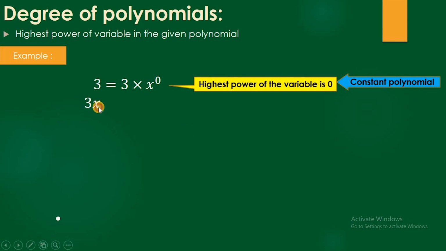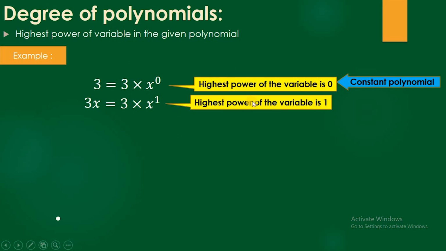And we'll take the second example, that is 3x equal to 3 into x raised to the power 1. Now here the highest power of the variable is 1. Therefore, it is called a linear polynomial. Linear, you can think of it as a line, L-I-N-E. There's a line here, isn't it? So you can think of it as a line.